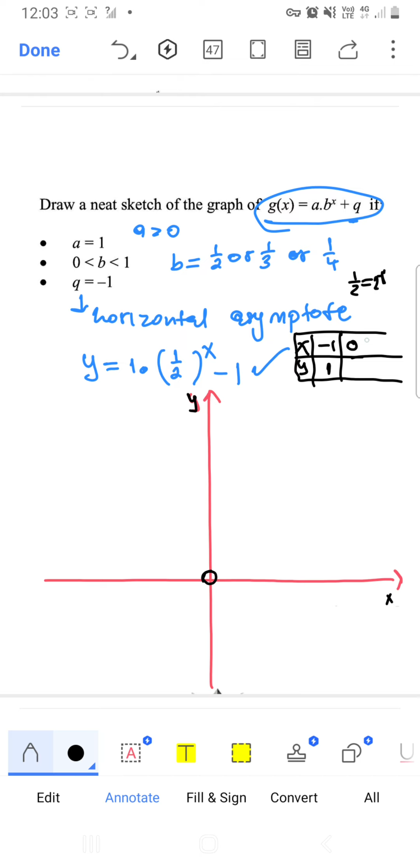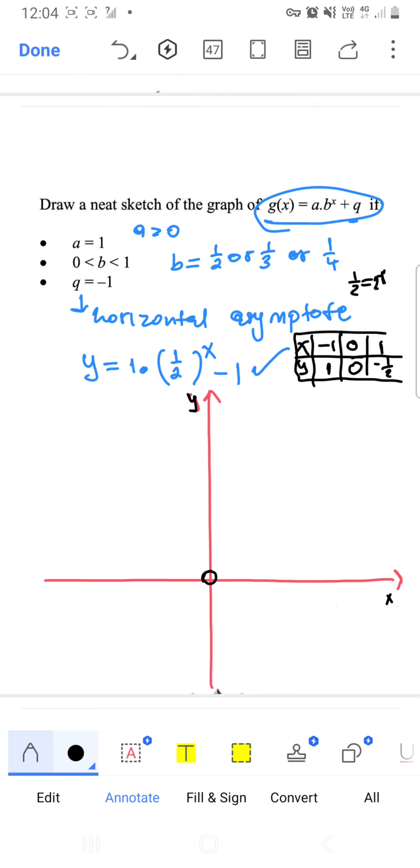And then if x is equal to 0, we have what? 1 times into 1 divided by 2 to the power of 0 is 1. Minus 1, we get 0, right? It means our graph will pass through the origin. And then let's say x is equal to 1. So it's 1 times into 1 divided by 2 to the power of 1. So we get 1 divided by 2 minus 1. We get -1 divided by 2.